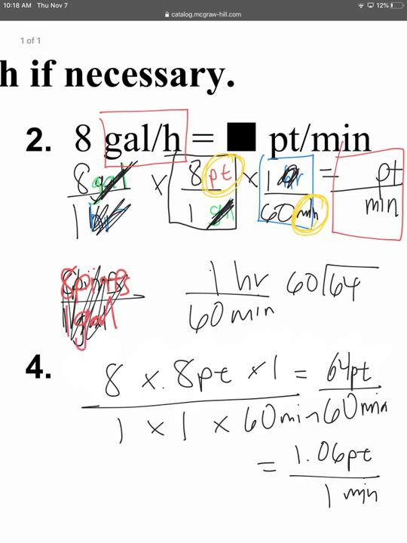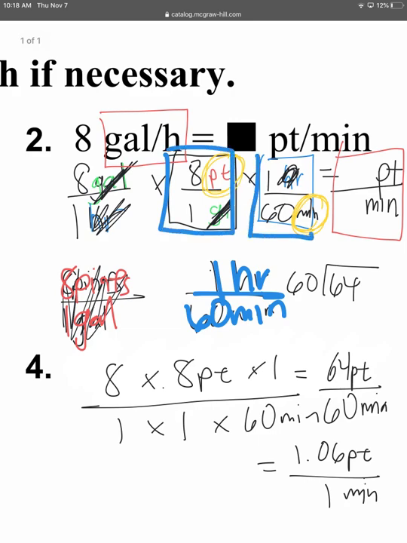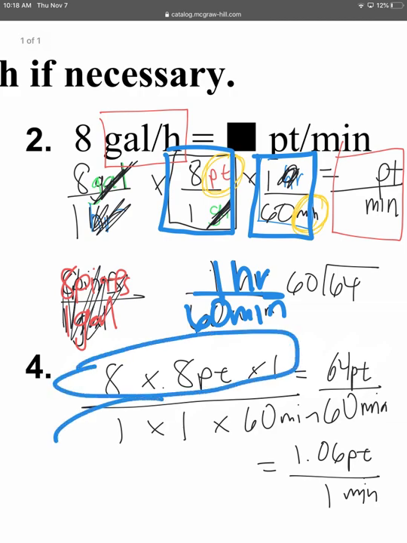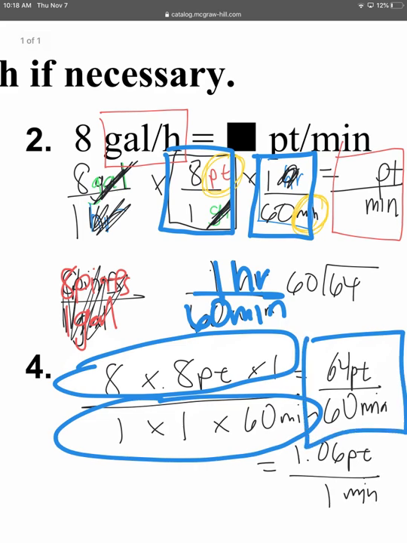We also needed to know how many minutes there were in an hour. Those were the 2 unit rates that we needed to know. We filled them in here, making sure our units were opposite of where they started from. We multiplied everything in the numerator. We multiplied everything in the denominator. We got our answer and we simplified it. We got 1.06 pints per minute.